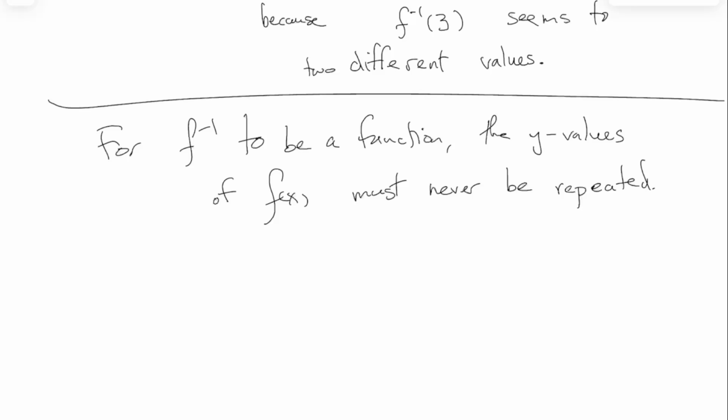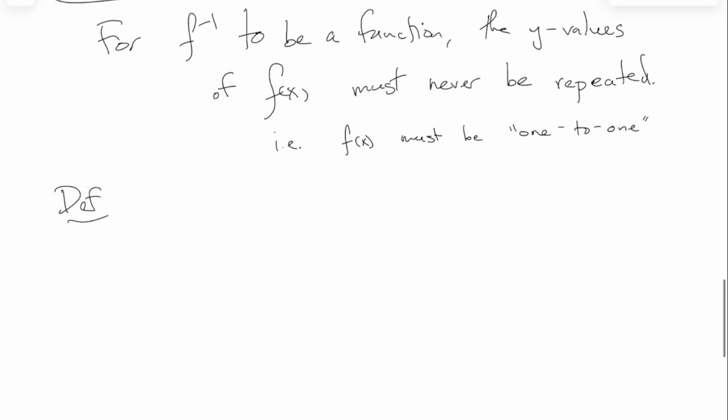All right. There's a word for this. The y values of f of x must never be repeated. The word for that is f of x must be 1-to-1. That's the name for that. It means that your function never repeats any of its y values. Actually, this is not very useful as a technical definition, so I'm going to give a fancier way of saying the same thing.